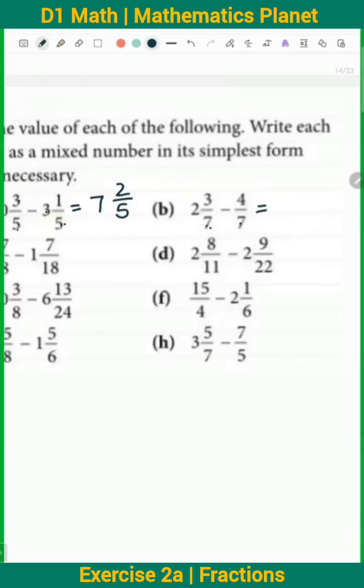1 upon 7. 1 upon 7 or 6? Miss, 1 upon 7.